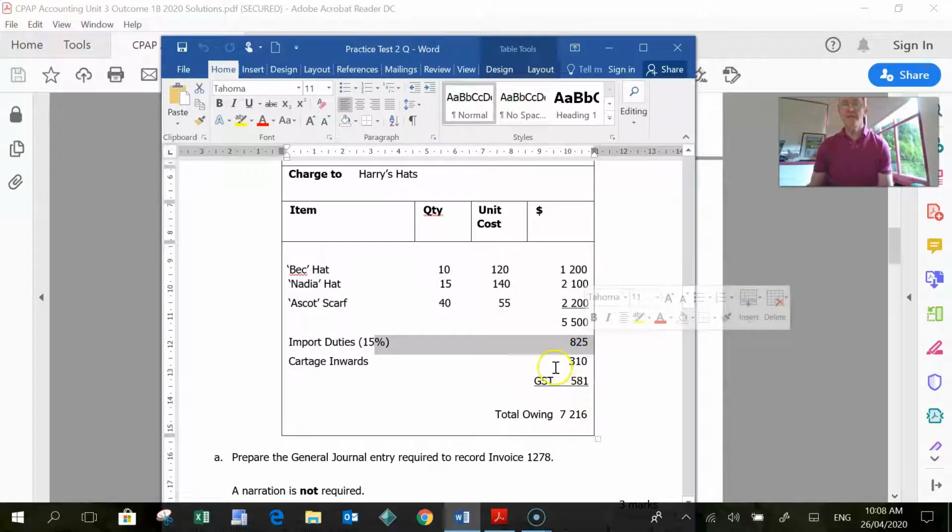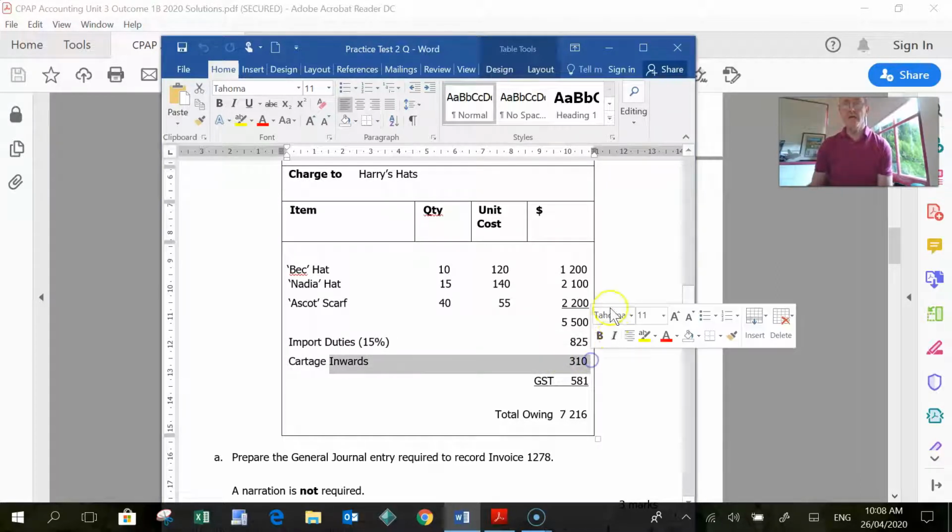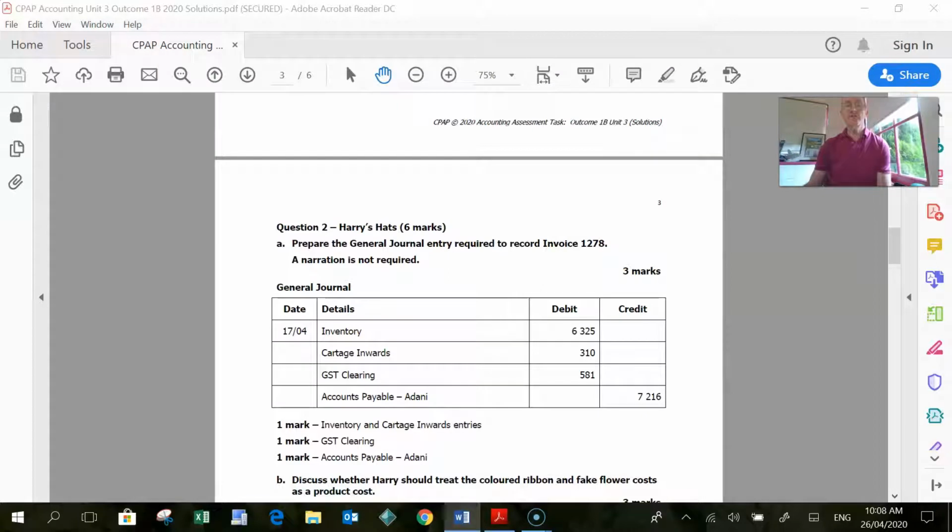And as a bit of a tip, most questions usually have a decision between one product and one period. So unlikely that you're going to be required to put both of those as a period cost. Cartage inwards, correct, we couldn't logically allocate it. So the correct entry should have been inventory, including the import duties, cartage inwards on its own, GST, accounts payable. So most of you got it all right apart from the import duties. You had import duties shown separately.